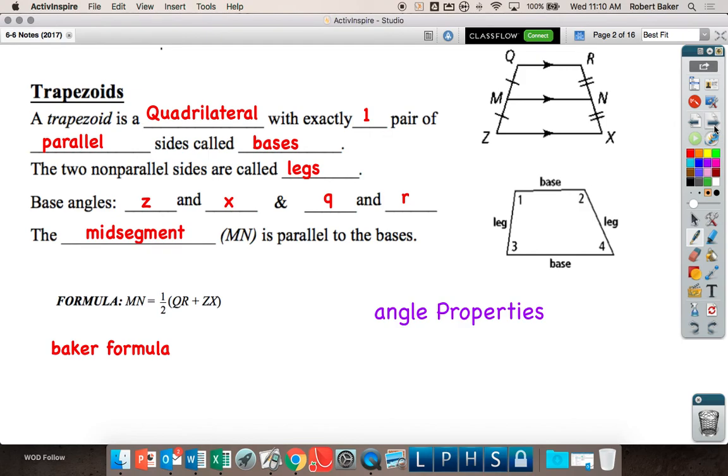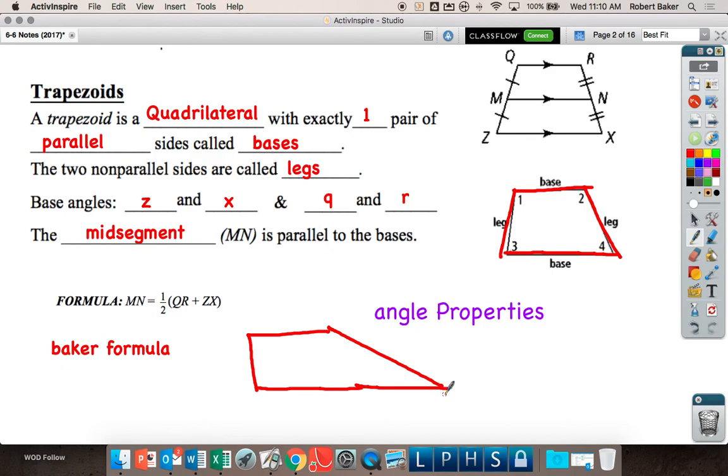Most of you guys see a trapezoid in your head and it looks like this, doesn't it? Most of you see a trapezoid that looks like this. Something like that. But as long as you have one set of parallel lines, that could also be a trapezoid. So a trapezoid can have two right angles.